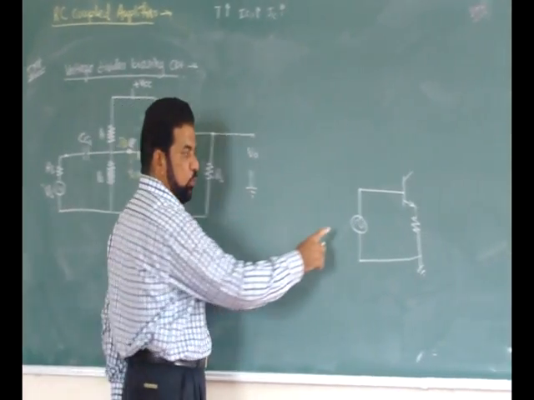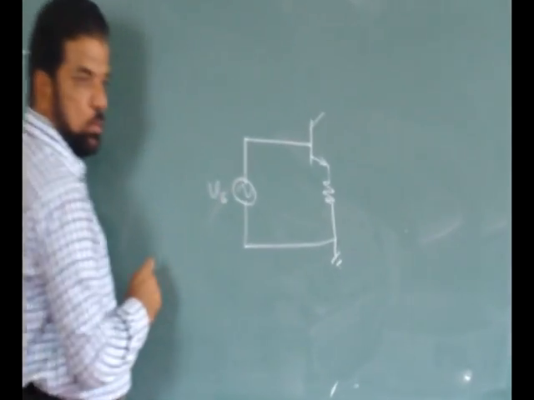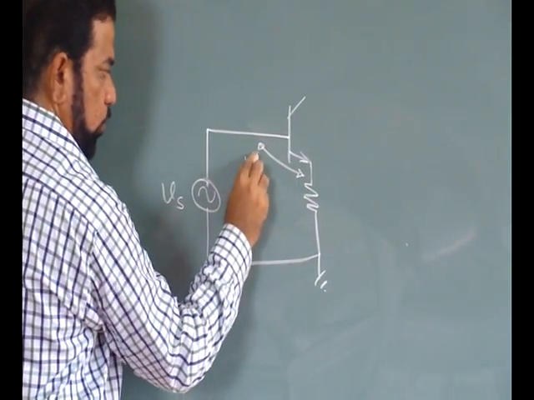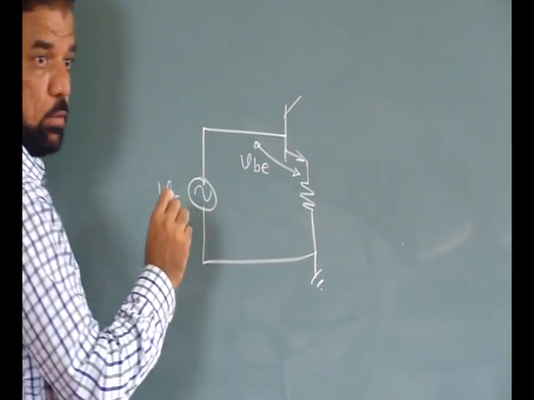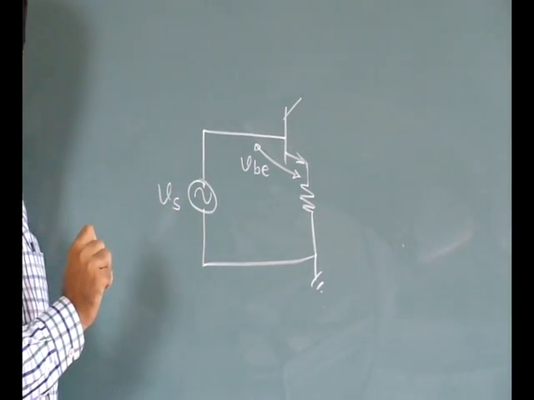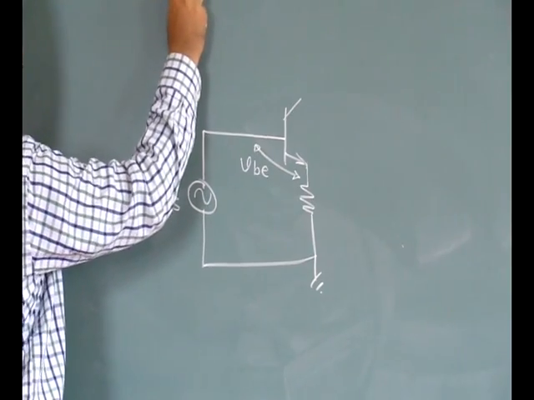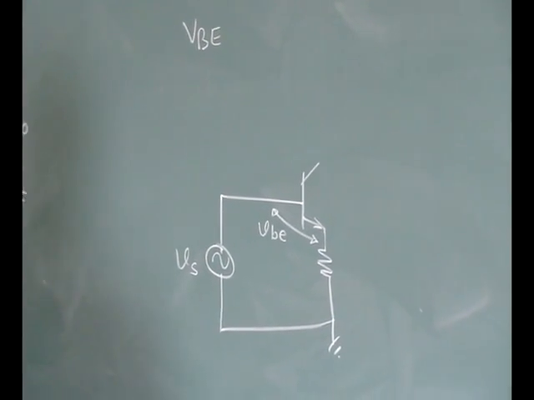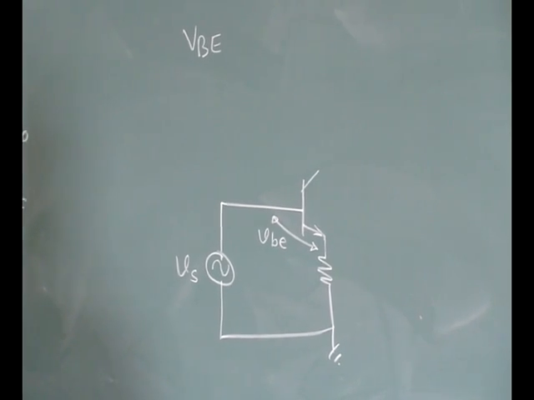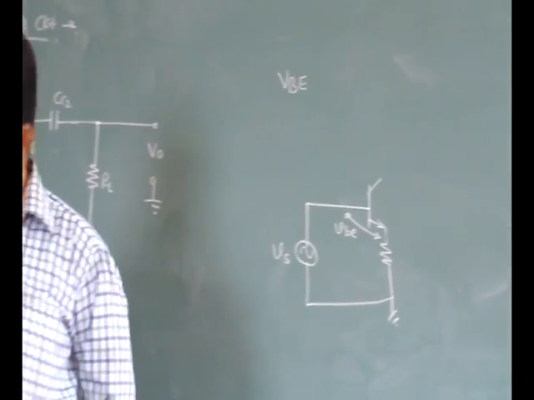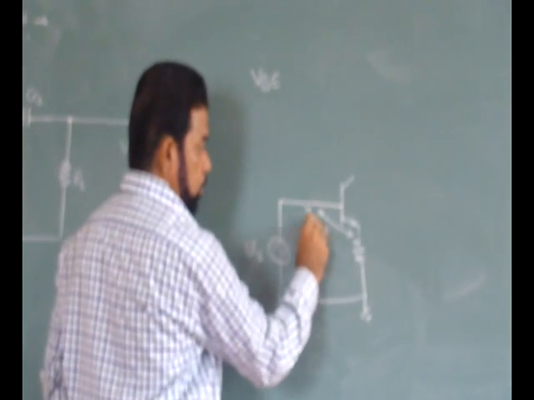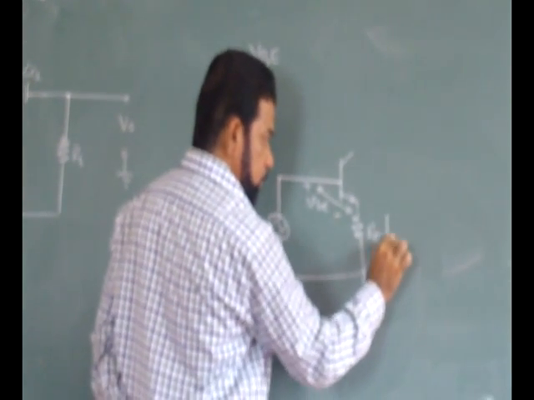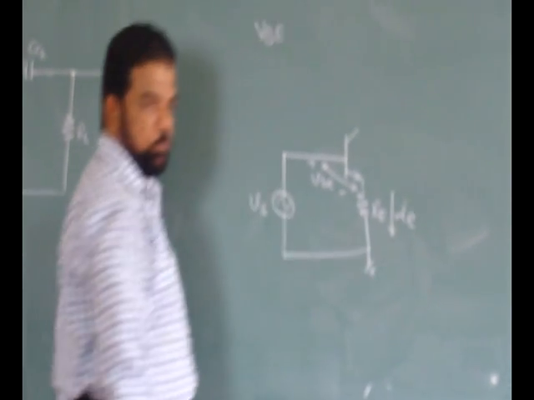So this is your VS, the external source. Now this one is VBE. Whether you have noted the change? VBE is a DC voltage. That DC voltage decides IB. IB decides IC. For amplification, we need this VB. Now this is your RE. Whatever the current is there, that current is IE.